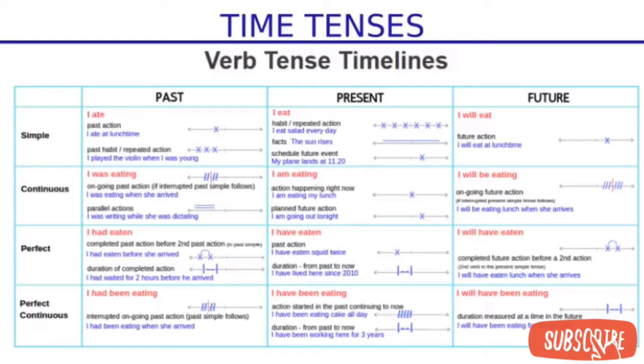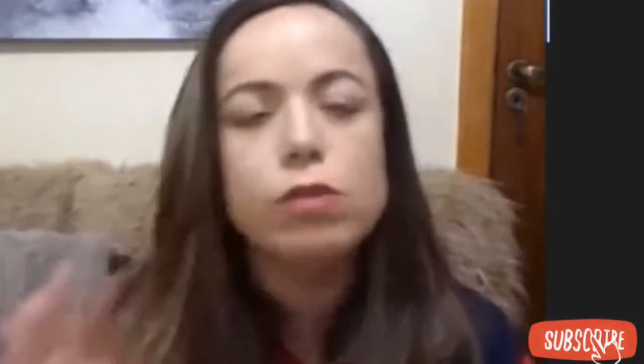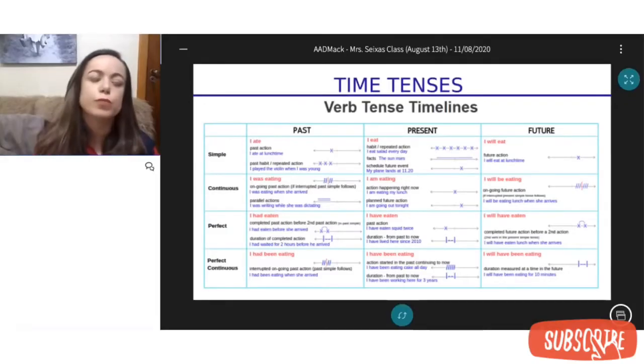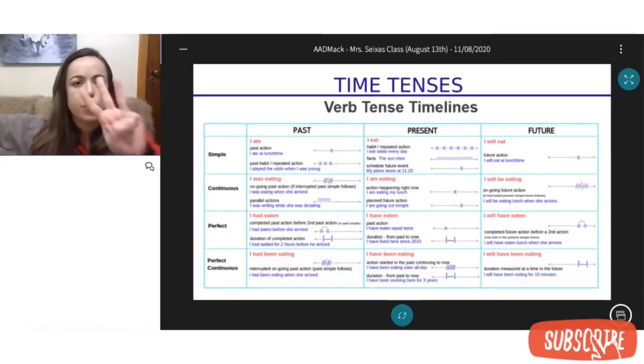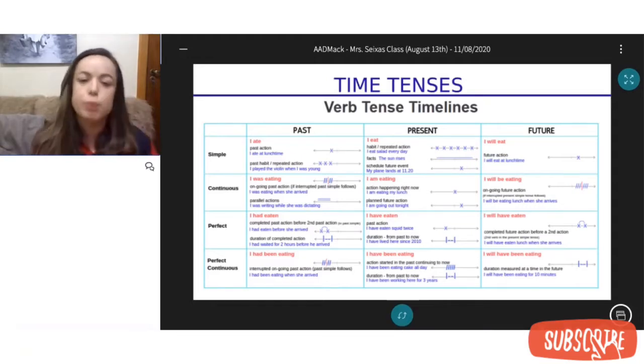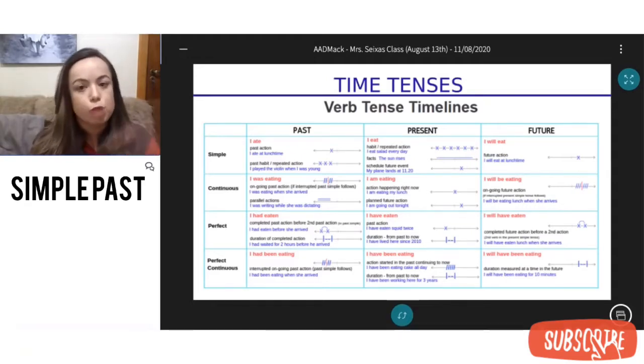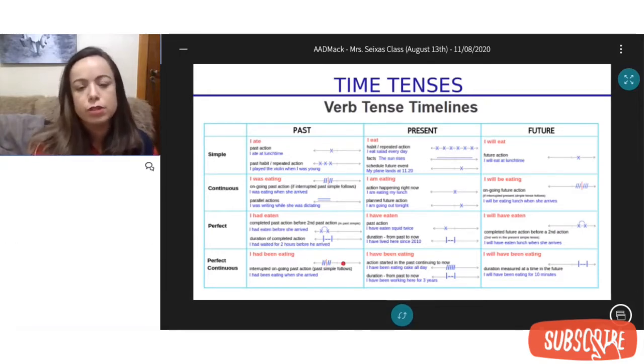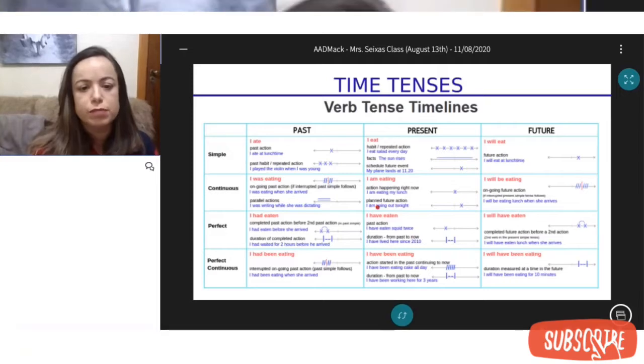At this chart here, you can check some time tenses in the past, in the present, and in the future. You've studied all of these time tenses before. So today we are going to talk about three of them: the simple past, the present perfect, and the past perfect. Present perfect, we are going to start talking about this one, present perfect.